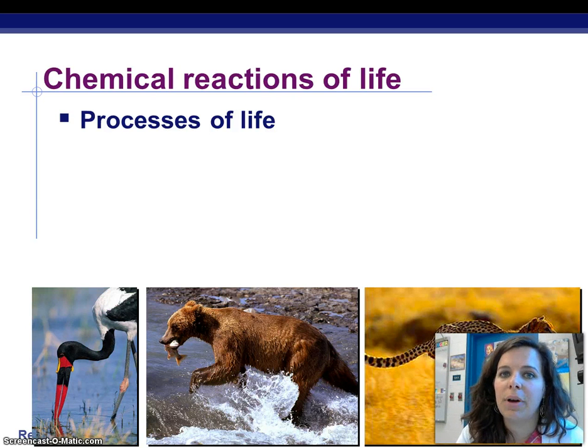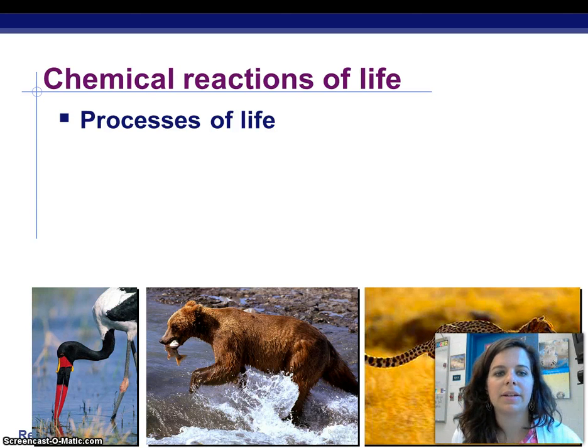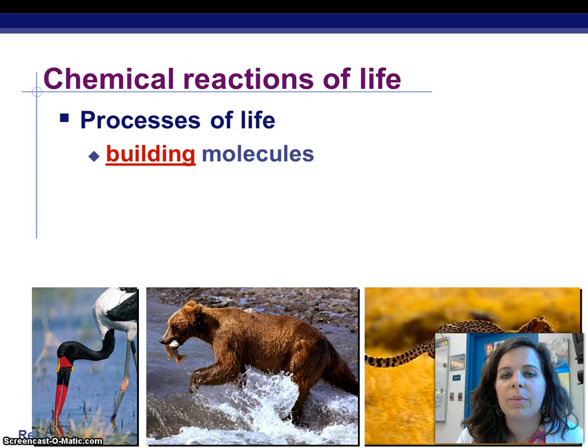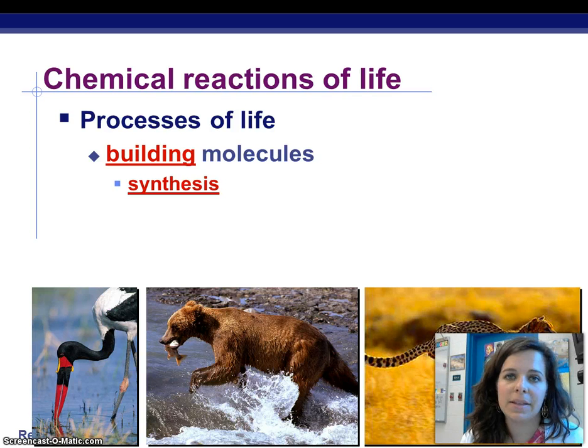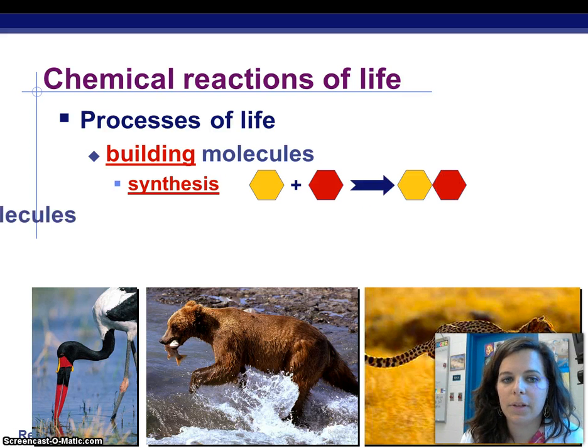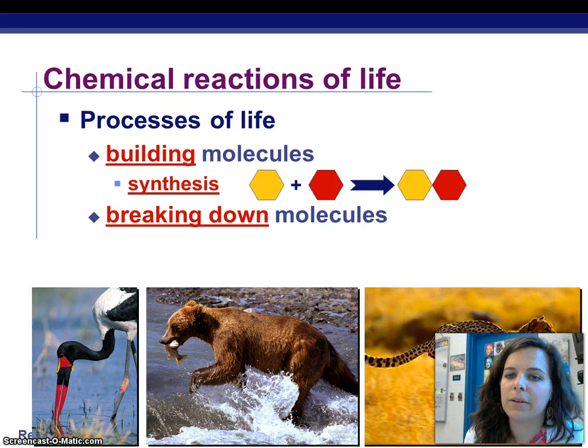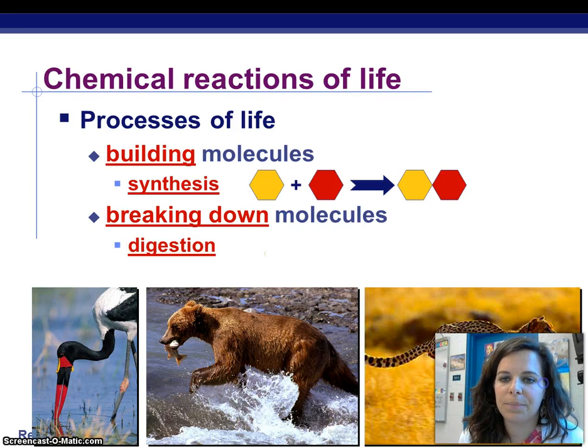Chemical reactions of life are necessary in the processes of life. So in different processes, we need to build molecules, which would be synthesis. So building molecules is called synthesis. And when we take two things and we put them together into one molecule. Or you can have breaking down of molecules, which is called digestion, which is illustrated here.